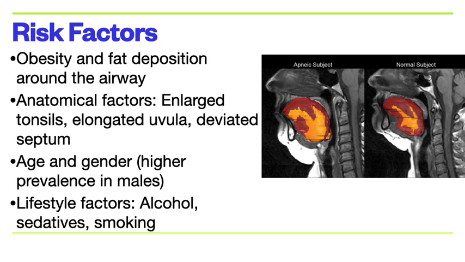So there's obesity and fat deposition around the airway. Individuals also have some anatomical factors. Some people have enlarged tonsils, elongated uvulas, and deviated septums. If you look at the diagram on the right hand side, you can see the yellow, which is fat.